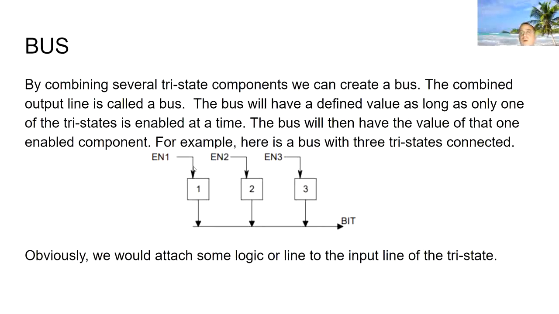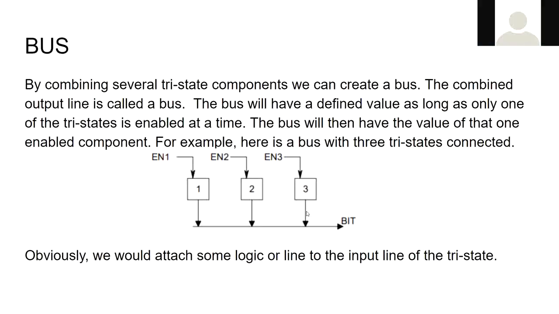In this case, we are allowed to do this under one condition: only one of these enable lines is actually enabling. So this one will be zero, this one will be zero, this will be disconnected. It's essentially physically disconnected, so nothing moves.